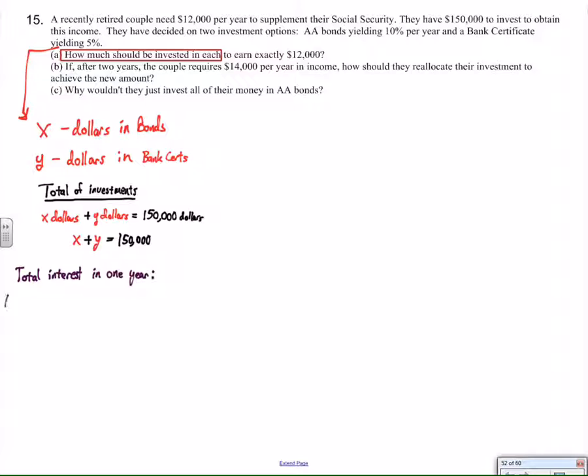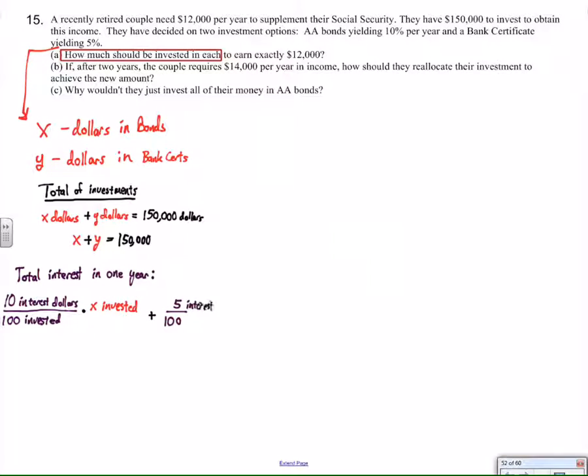And then the total interest in a year. So remember, that's the other thing, time is not a variable, because we're talking about a 1 year investment. They want to make $12,000 in interest for 1 year. So in 1 year, I'm going to get 10 interest dollars for every 100 invested dollars. That's what 10% means, times the number of invested dollars. So for every $100 invested, there will be $10 in interest gained.